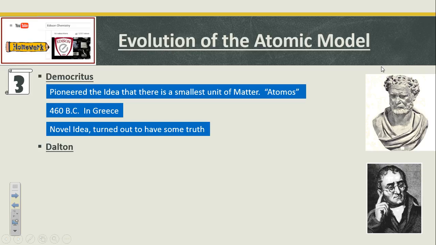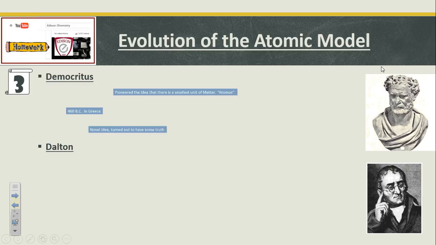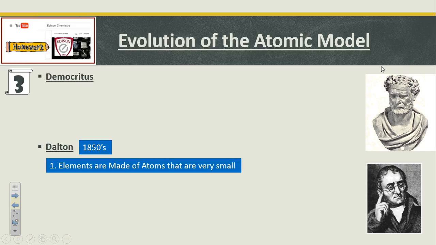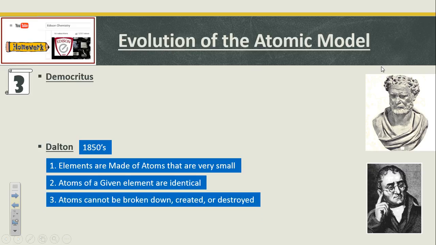It took quite a long time for the rest of science to catch up with this idea, and it wasn't until John Dalton in the 1850s realized that elements are made of atoms that are very, very small. Okay? And atoms of a given element are identical. And these are his rules. These are called Dalton's postulates, Dalton's atomic theory. Atoms cannot be broken down, created, or destroyed.